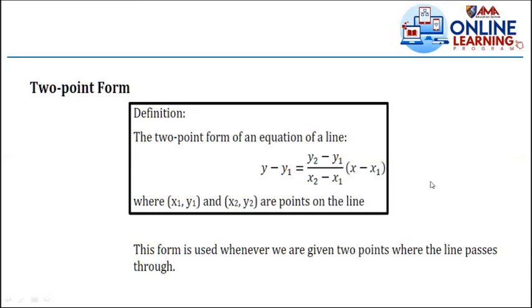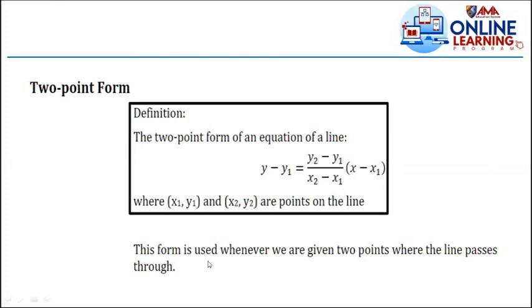First, we have the two-point form. So this is now the definition. The two-point form of an equation of a line is y minus y1 equals y2 minus y1 divided by x2 minus x1, multiplied by x minus x1. This is your two-point form equation of a line, where x1, y1 and x2, y2 are the two points on the line.